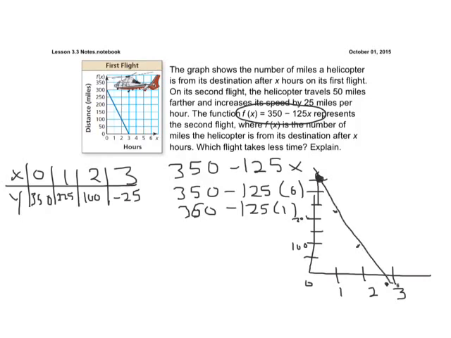Now let's compare the two. If we look up here, at 3 hours, our y is 0. Over here, our x is a little less than 3, and our y is going to be a little less. What that means is, since it took less time, that second flight will take less time. So sooner, we went a smaller distance.